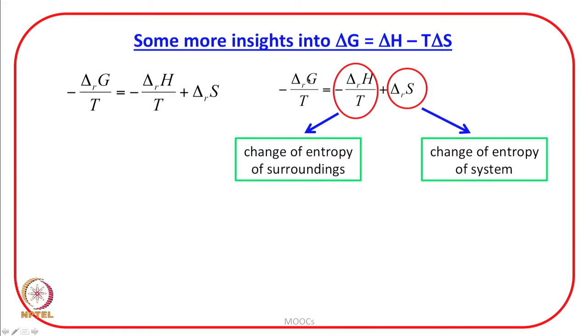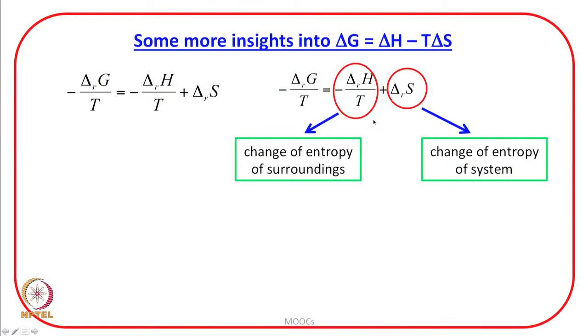represents the global entropy change. That means, entropy change of the system plus entropy change of the surrounding. So, there is a lot of hidden meaning in this equation. We can discuss the effect of temperature based upon this equation also, but in a qualitative manner.